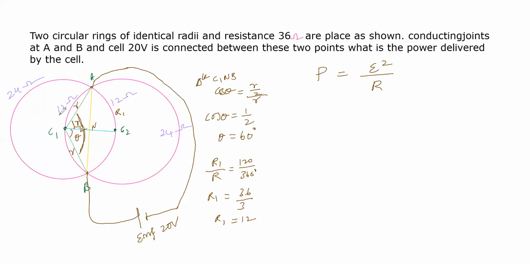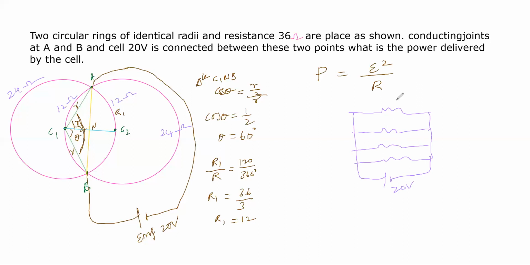Otherwise, we can rearrange and draw the diagram. This 24 ohm, 12 ohm, 12 ohm and 24 ohm, these all are in parallel. They are connected to the cell of EMF 20 volt. These are the resistance values we found: 24, 12, 12, 24.